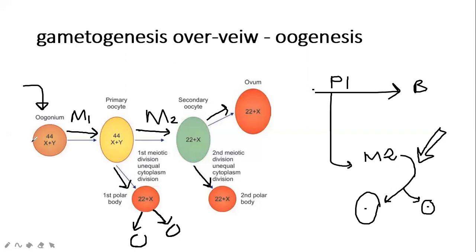So we start by rapid division of this oogonium, right? Rapid division of this oogonium, and then halving of the chromosome number over there. All right.